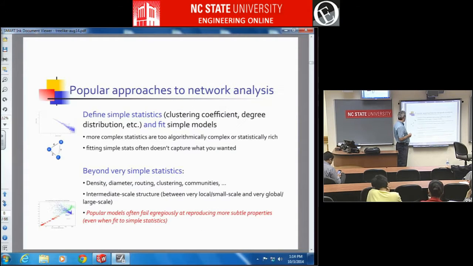All right, so let's see. Popular approaches: you define simple statistics that typically are very, very local or very global, degrees, clustering coefficients, and just sort of fit models. If you want to go beyond very simple statistics, density of a graph, a little bit softer, diameter, routing, clustering, communities. A lot of these have to do with intermediate scale structure, right? You route from here to there, you need to go via somewhere, and there's probably better and worse ways. Oftentimes you want to go from a local neighborhood to something global, you've got to go via an intermediary and then back to some local neighborhood, and that's the structure of most of the work there. So it turns out popular models just essentially fail rather egregiously when you consider these more refined notions.